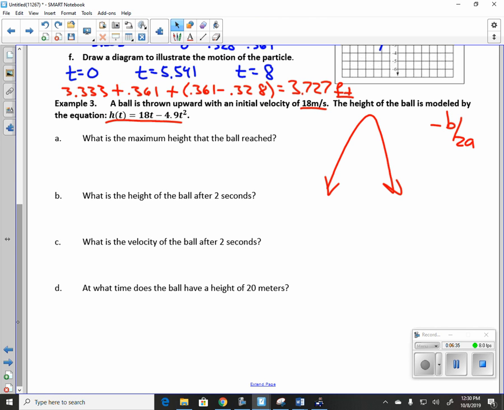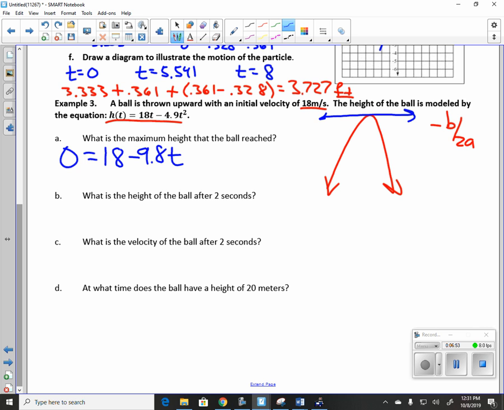What do you notice about the derivative at the maximum height? 0. So you want to find the maximum height of it. Just take the derivative and set it equal to 0. What's the derivative of 18t minus 4.9t squared? You don't have to use the algebra. You just take the derivative. So 9.8t is equal to 18. Divide by 9.8, what do you get?